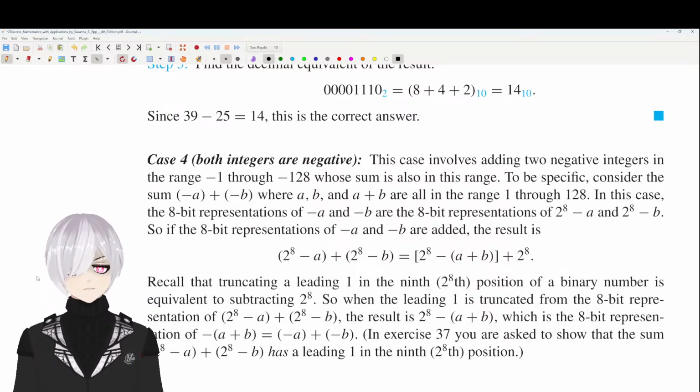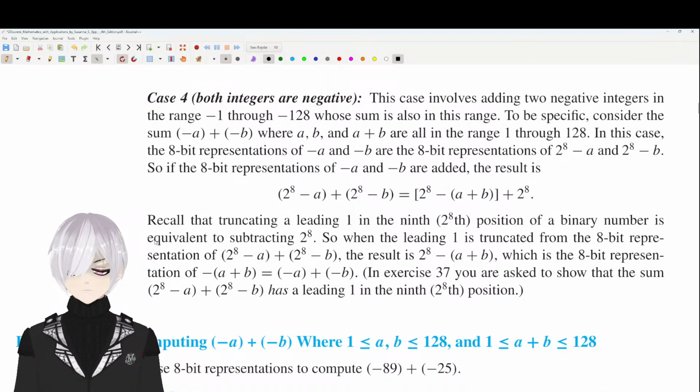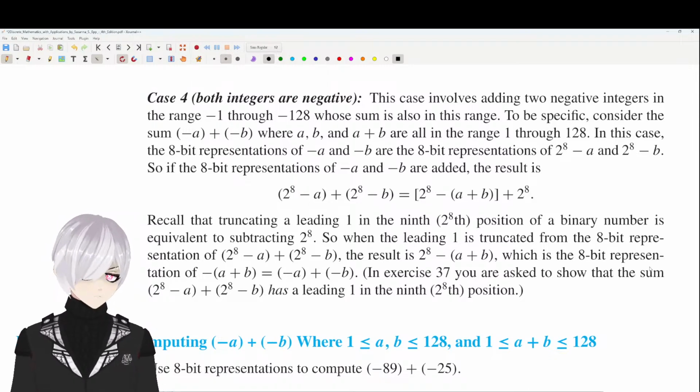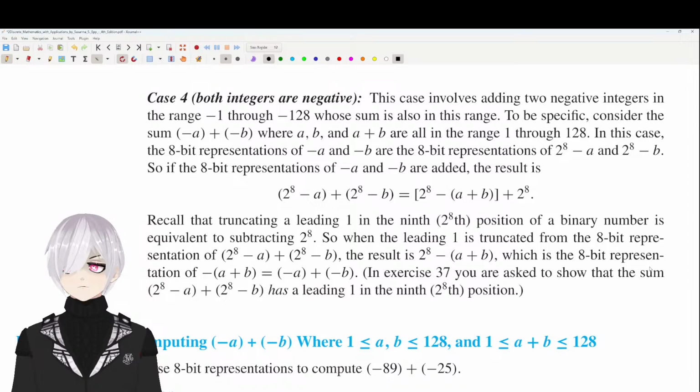In Exercise 37, you're asked to show that the sum 2 to the 8th minus a plus 2 to the 8th minus b has a leading 1 in the ninth, 2 to the 8th, position. Yeah, because we needed that part, because they subtracted 2 to the 8th, and according to the procedure, you can only do that when you have a leading 1 in the 2 to the 8th position, and they didn't actually show that. They kind of leave it for the reader to do that. Okay.